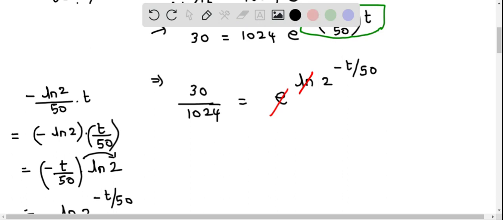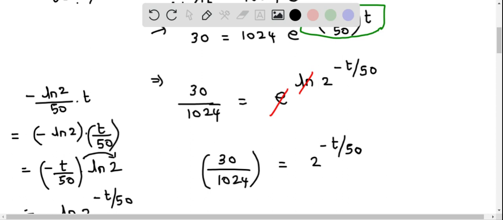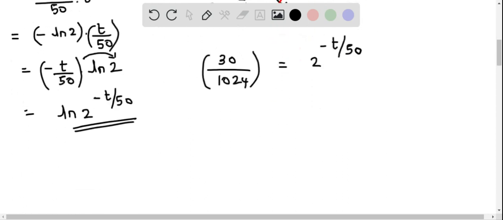So this means on the left side we will have this number, that is 30 divided by 1024, and this side equals, since these two get cancelled, we will have only the remaining part, that is 2 raised to the power of negative t over 50. Now we have to solve for t from this equation. Once again, we can apply natural logarithm to both sides.